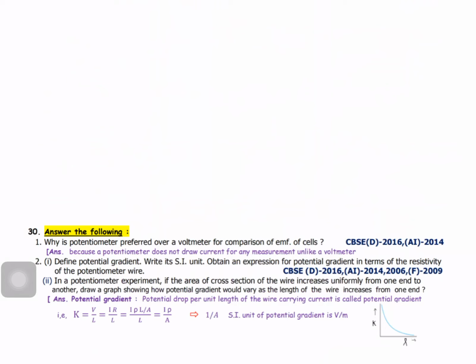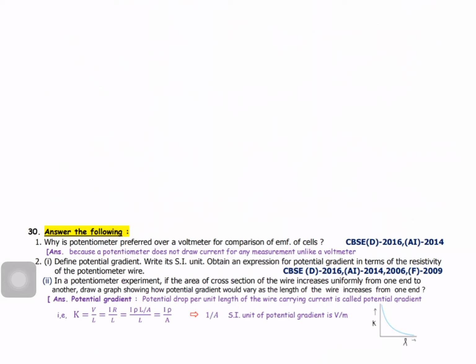Next one: why is a potentiometer preferred over a voltmeter for comparison of EMF of cells? Only because a potentiometer does not draw current for any measurement, unlike a voltmeter. If you use a voltmeter, that draws some current, so the measurement will not be accurate. But the potentiometer does not draw any current for any measurement, so that is why they use a potentiometer.